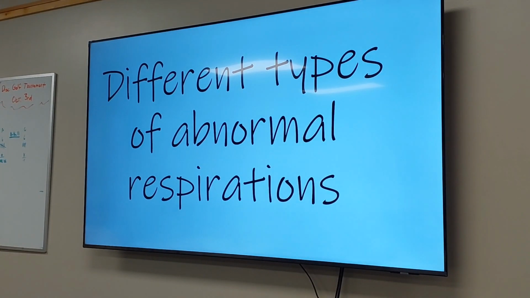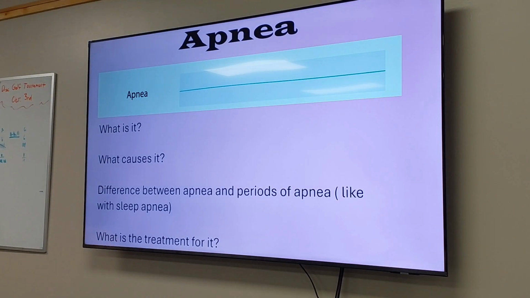So now we're going to talk about different types of abnormal respirations. The first one is apnea. Apnea means no breathing, none. Apnea is a cessation of breathing for more than 10 to 15 seconds, or of any duration if associated with bradycardia or cyanosis. Anybody tell me some of the causes of apnea?